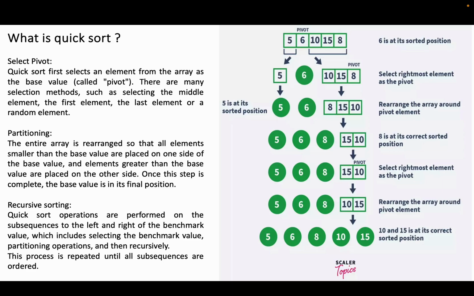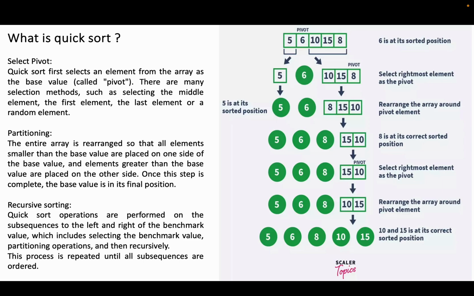The second step is partitioning. The entire array is rearranged so that all elements smaller than the pivot are placed on one side of the pivot, and elements greater than the pivot are placed on the other side. Once this step is complete, the pivot is in its final position. You can see the image on the right side. They pick one pivot and then divide the array into two sides: one smaller than the pivot, and the other larger than the pivot.